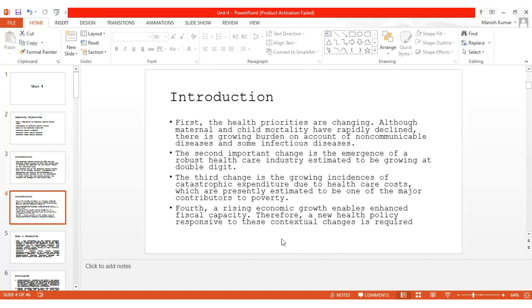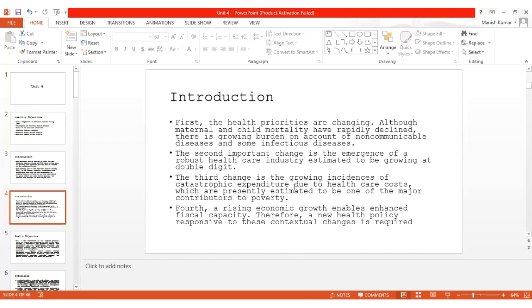Previously there had been a lot of maternal and child mortality, so these have declined in previous years. These things were taken care of in the previous two health policies, but still the focus is there in the new health policy, which also talks about decreasing maternal and child mortality. As I said, there is a growing burden on account of non-communicable diseases and some infectious diseases. Infectious diseases are still in focus, but we do have an upsurge in non-communicable diseases.